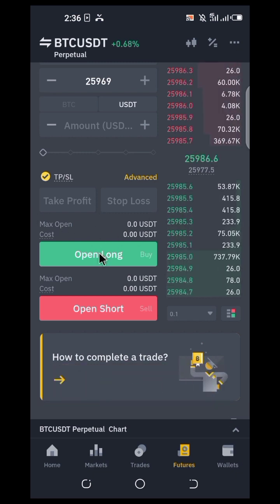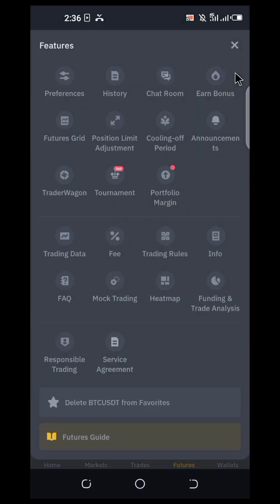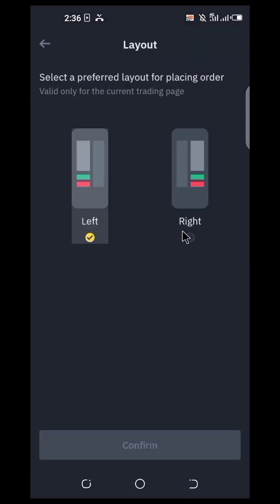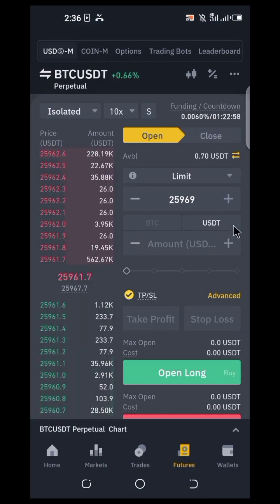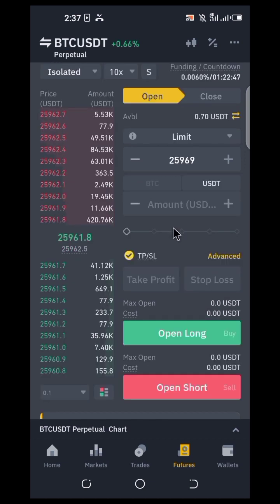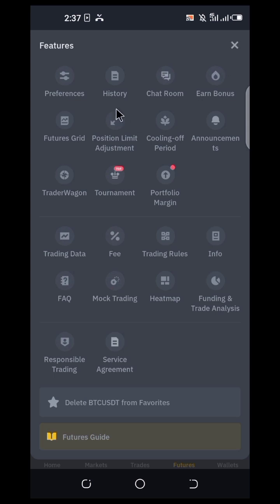So that option allows you to exchange them. You can take this and bring it to the right hand side, and you can also take this one and send it to the left hand side. Right now my order layout is at the left hand side, so that option allows you to change the position of your order layout. Let me show you. Let's say I click on it this way, choose the right, and click confirm. Now let me go back, and you realize that the order book was at the right hand side, and this part was at the left hand side. But right now, as I've switched it to the right hand side, the order layout is now at the right hand side, and the order book has moved to the left hand side. So basically that's what that option allows you to do.